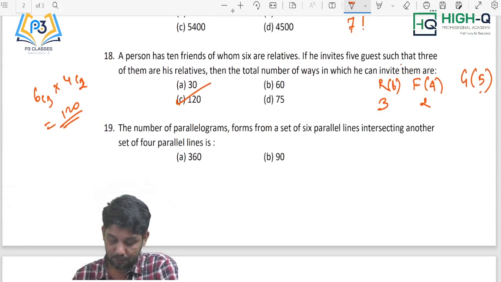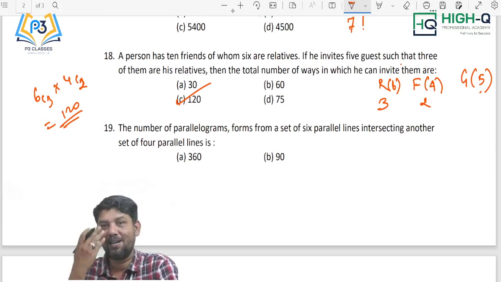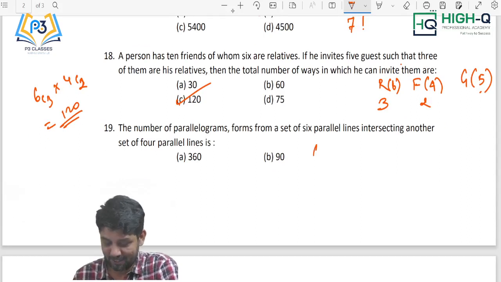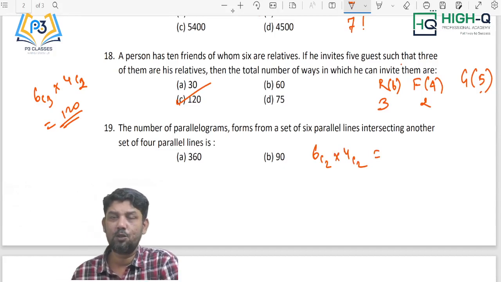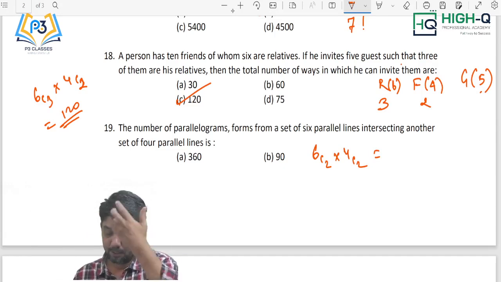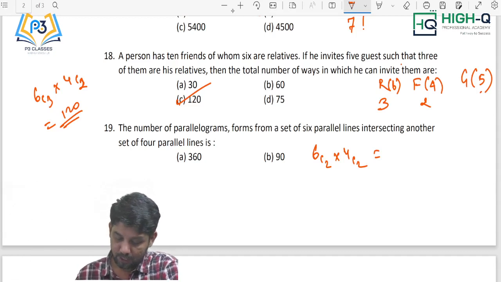The number of parallelograms formed by 6 parallel lines intersecting another set of 4 parallel lines. It's very simple, my dear. Formula is already given to you. 6C2 into 4C2. What is 6C2? It is 15. 4C2 is what? 6. 15 sixes are 90. Answer is over.